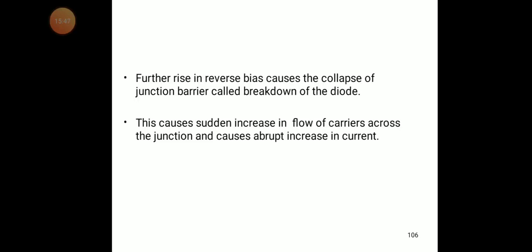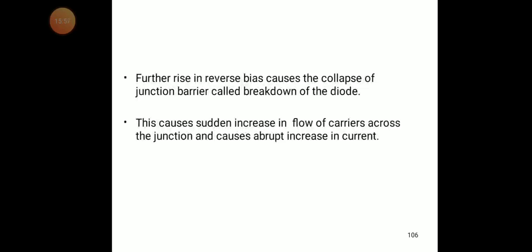This causes a sudden increase in the flow of carriers across the junction and causes an abrupt increase in the current, and it damages the device. Further rise in reverse bias causes the collapse of the junction barrier, called breakdown of the diode. Whenever the diode breaks, this junction causes a sudden increase in the flow of carriers across the junction and causes an abrupt increase in the current.